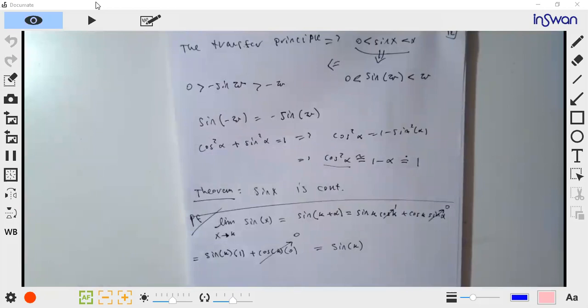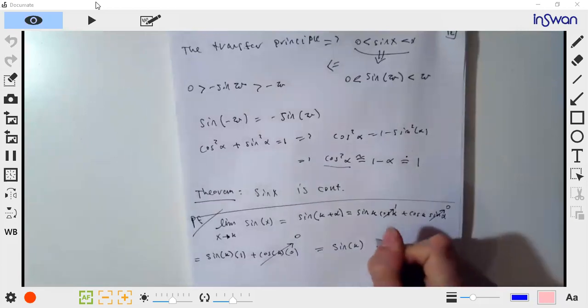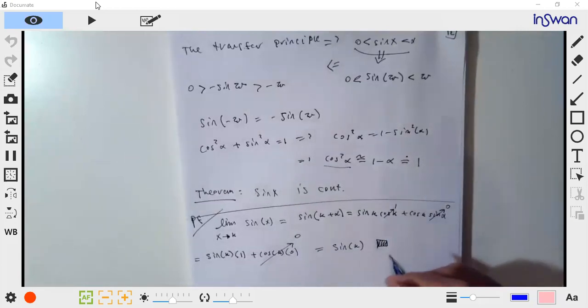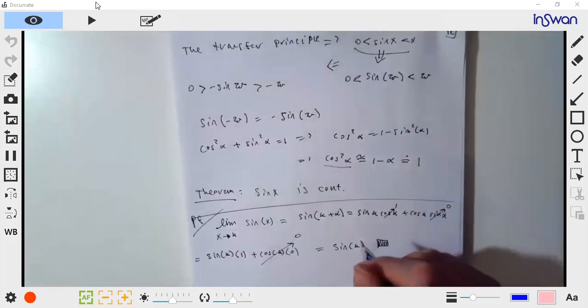Well, it implies that it's continuous because we showed that the limit as x approaches k of our function, which is equivalent to our function evaluated at k plus alpha, reduces to the function value, just evaluating it at k. That is the definition of being a continuous function: the limit as x approaches that value is the same as evaluating the function at that value. So we're done. We have shown that the sine function is continuous.